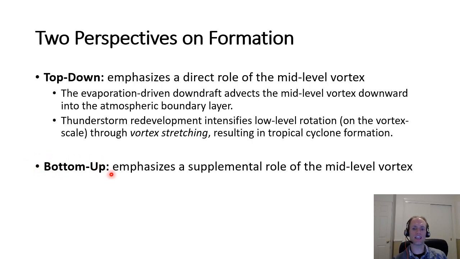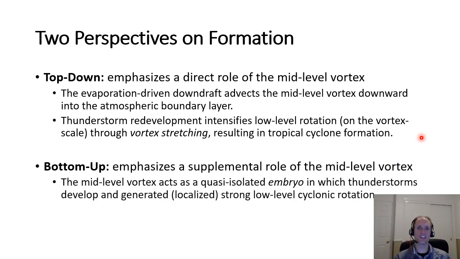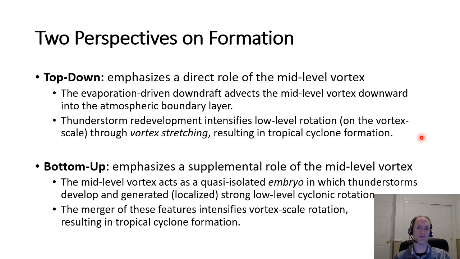Whereas this bottom-up idea really emphasizes a supplemental role of the mid-level vortex. That vortex exists as a cocoon or embryo or pouch, as the meteorological phrasing gives it, in which thunderstorms develop and they generate localized, so on the thunderstorm scale, not the big vortex scale at this point, but the individual thunderstorm scale, strong low-level cyclonic rotation. And the convergent cyclonic circulation brings all of that together, and these strong updrafts help spread that vertically and congeal it into a cohesive mass that we know as a vortex scale feature or a tropical cyclone specifically.